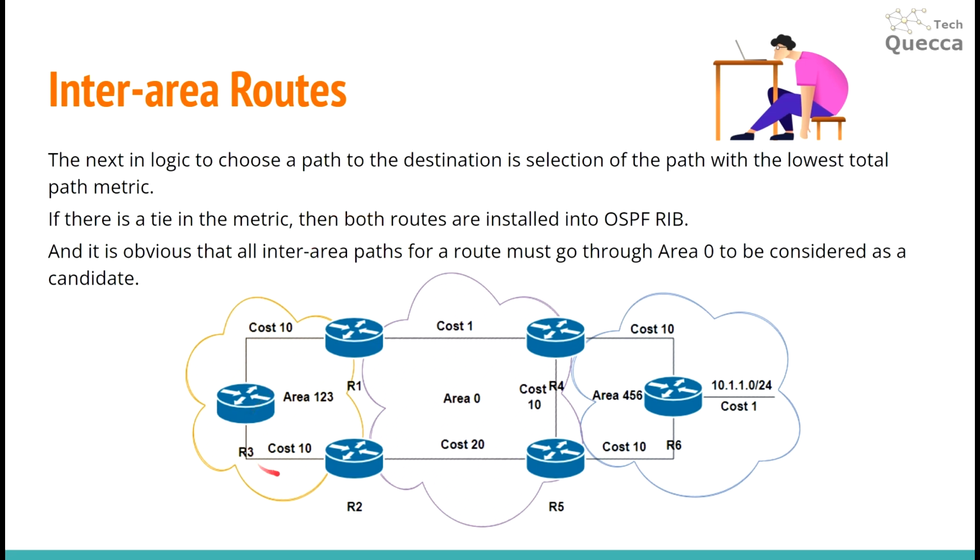Let's see our example. We have areas 1, 2, 3, we have area 0, and we have areas 4, 5, 6. From router R3, which path to choose to reach network 10.1.1.0? It is obvious that this is going to be the path with the lowest total cost. As we can see, this passes through R1, R4, and to reach R6, this is going to be 10, 1, 10, plus 1, 22. Let's check it on the example.